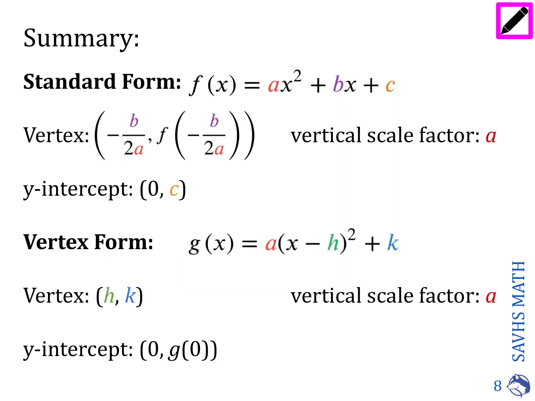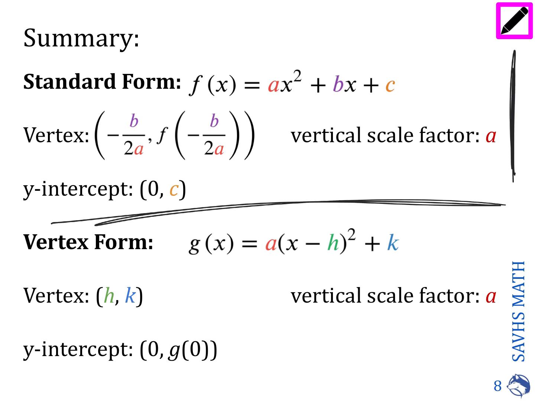Okay, summary slide. I think everyone needs to have all of this information in your notes because you have to have some formulas that will allow you to get answers. So if you have standard form, this gives us all of the things that we can get out of standard form. We know that we can do negative b over 2a and then put it back in to get the y value. That'll tell us the vertex. We know our vertical scale factor is a. We know our y-intercept is 0, c.